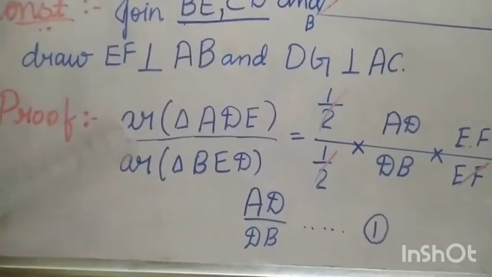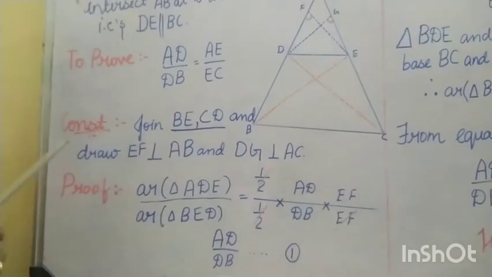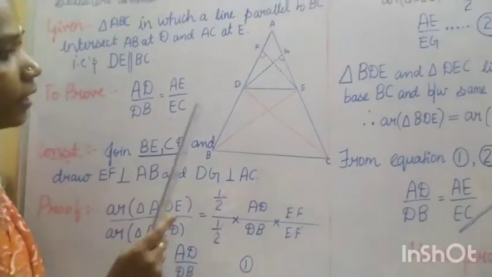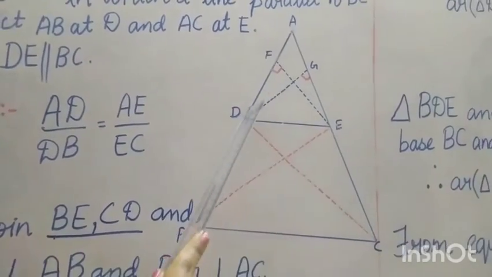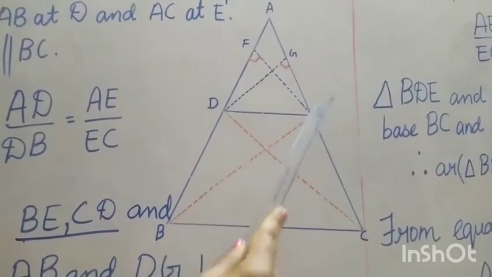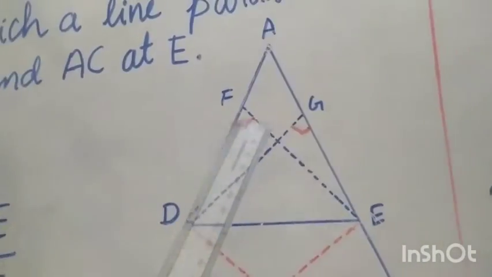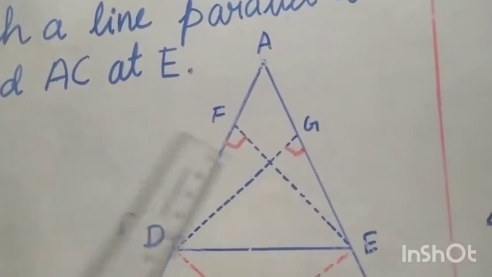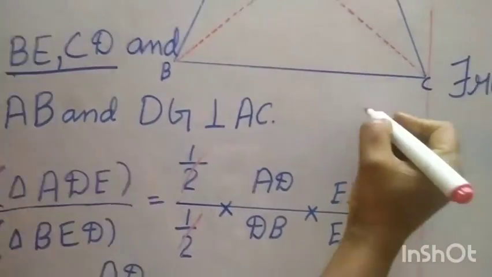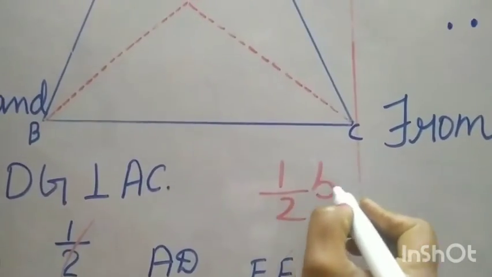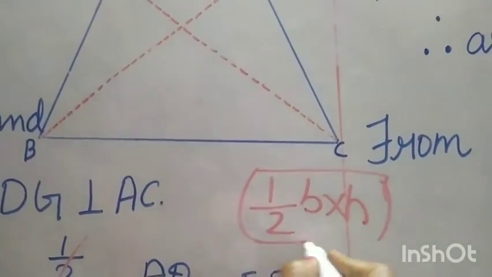So let's see that. First we have to consider the triangles, like the area of the triangle ADE. Now just observe the triangle ADE here. ADE is the first part, the small triangle in the main triangle ABC, the first triangle we are considering. So what is this area? You know the formula, area of the triangle is equal to half into base into height. Half into base into height is the formula to find the area of a triangle.